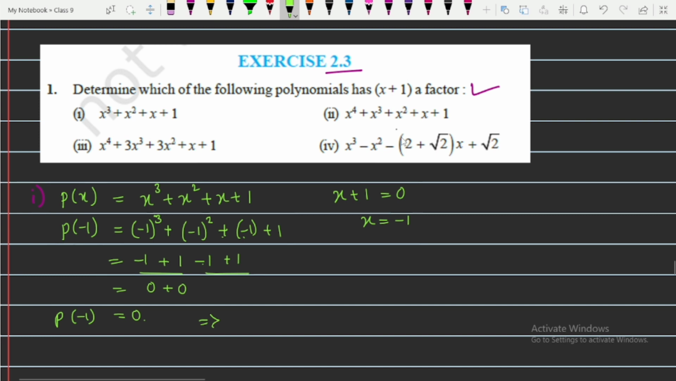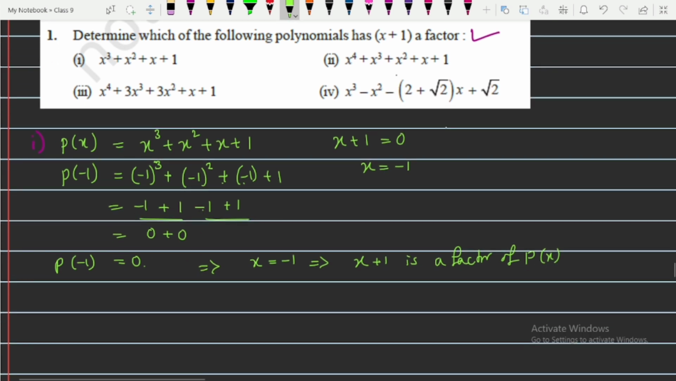So now you can say that x equals minus 1. This implies that if you take the minus 1 to this side, it will be plus 1. So x plus 1 is a factor of p(x). In this way we can find the factor, right? In the same way we can do the next question. You can do the second and third as homework. So we'll take the fourth one.